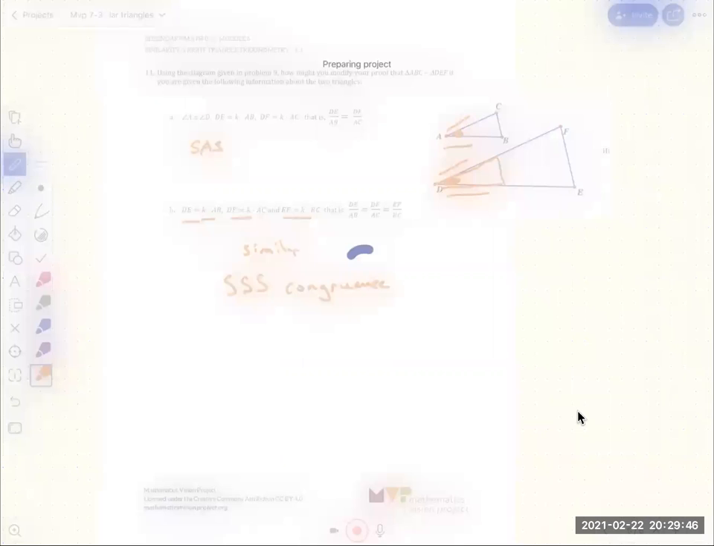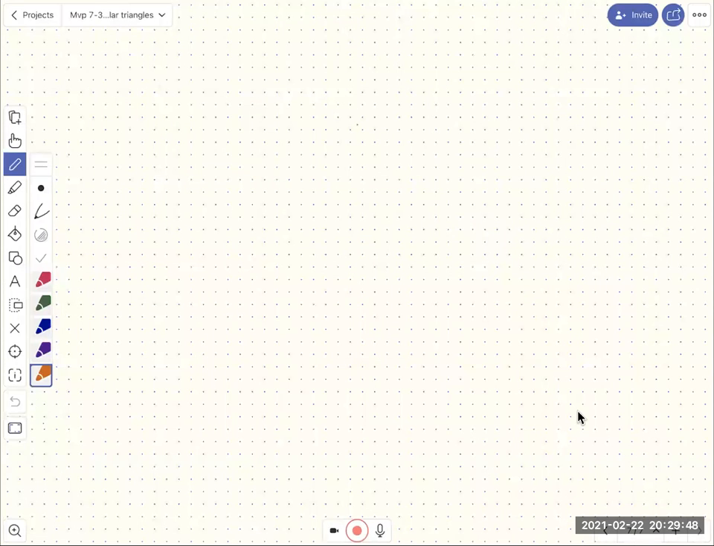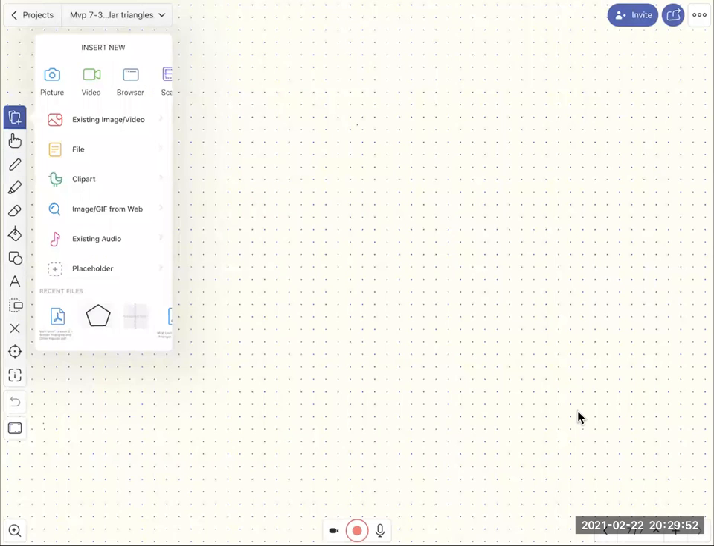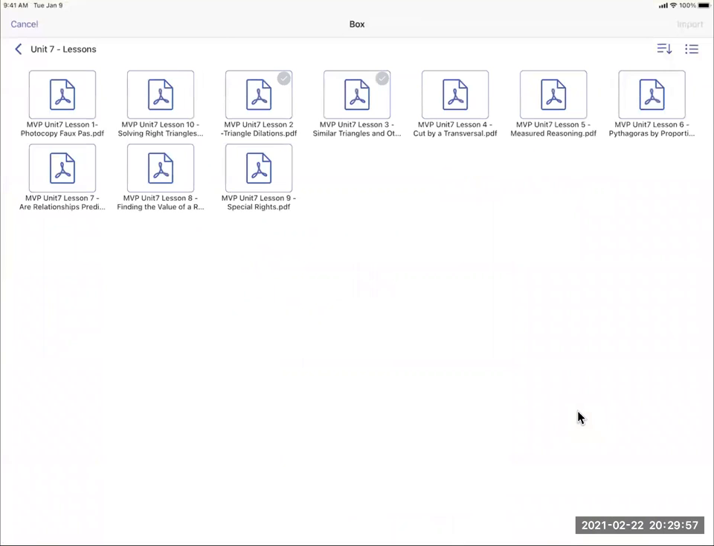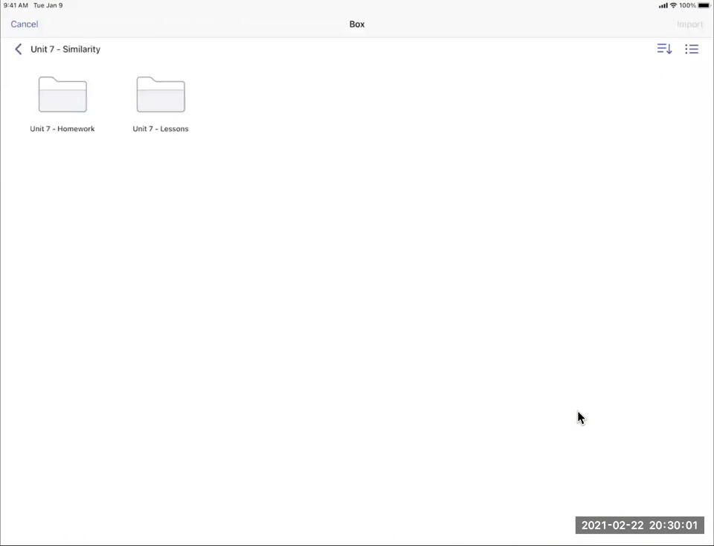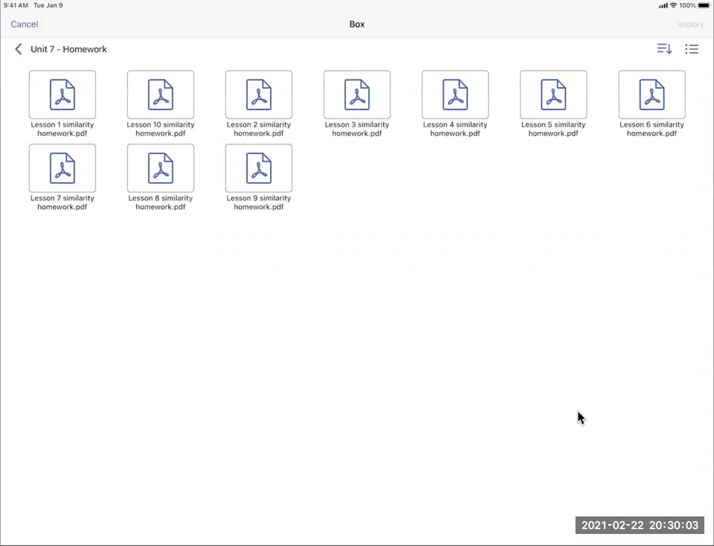Let's just go ahead and we'll see what your homework looks like. We're going to add a file in a front box. And look at your homework, that would be lesson 3. So we go back and we say homework, and we see lesson 3 similarity homework. So here it is, import it.